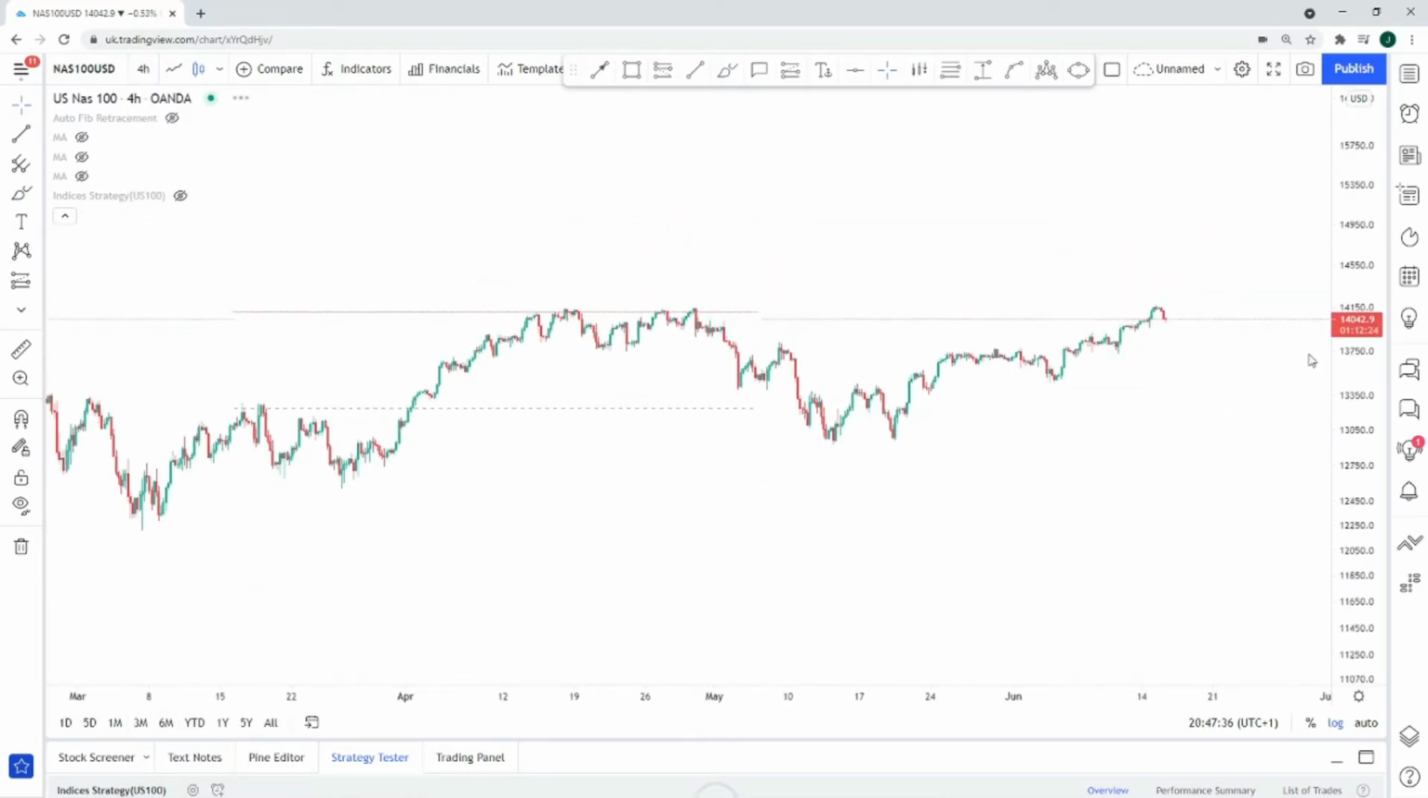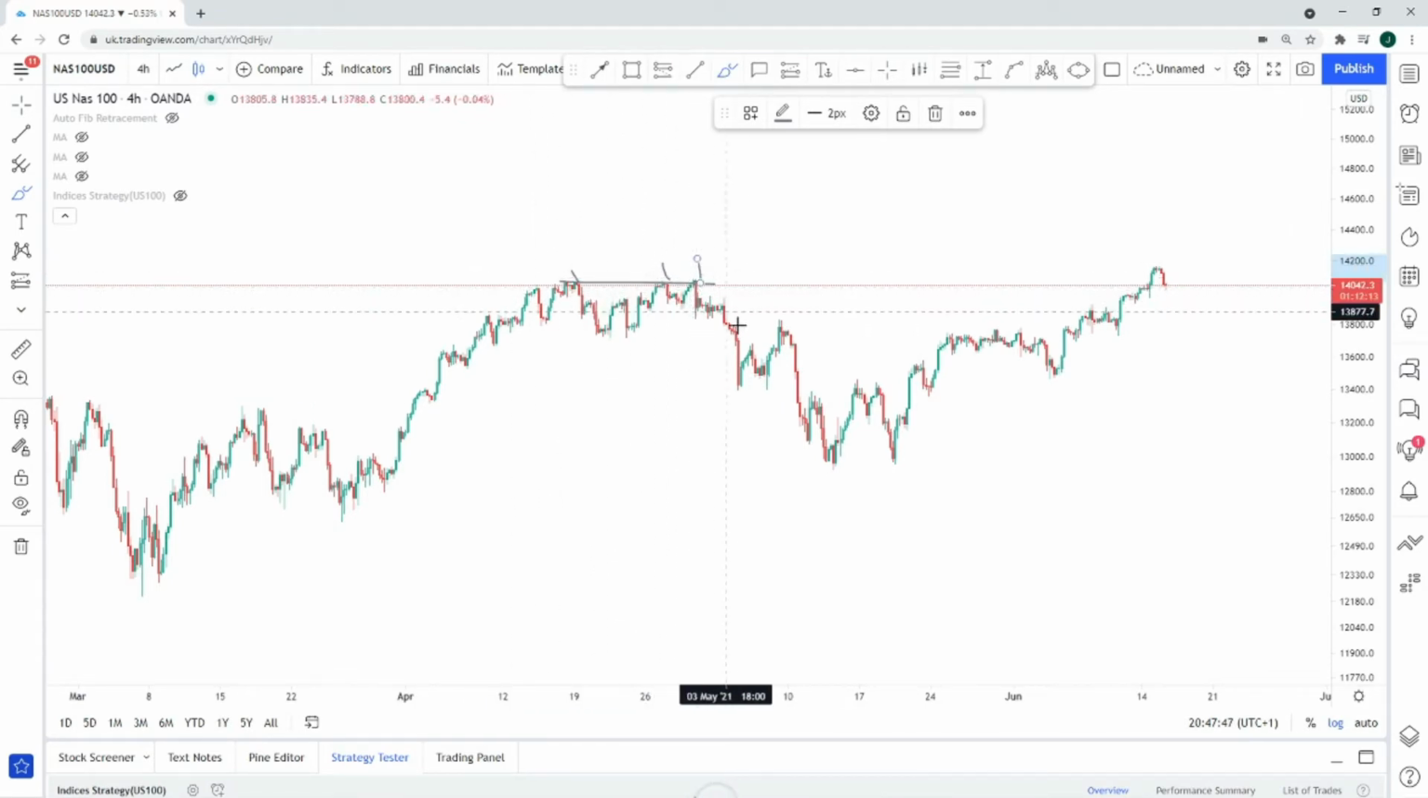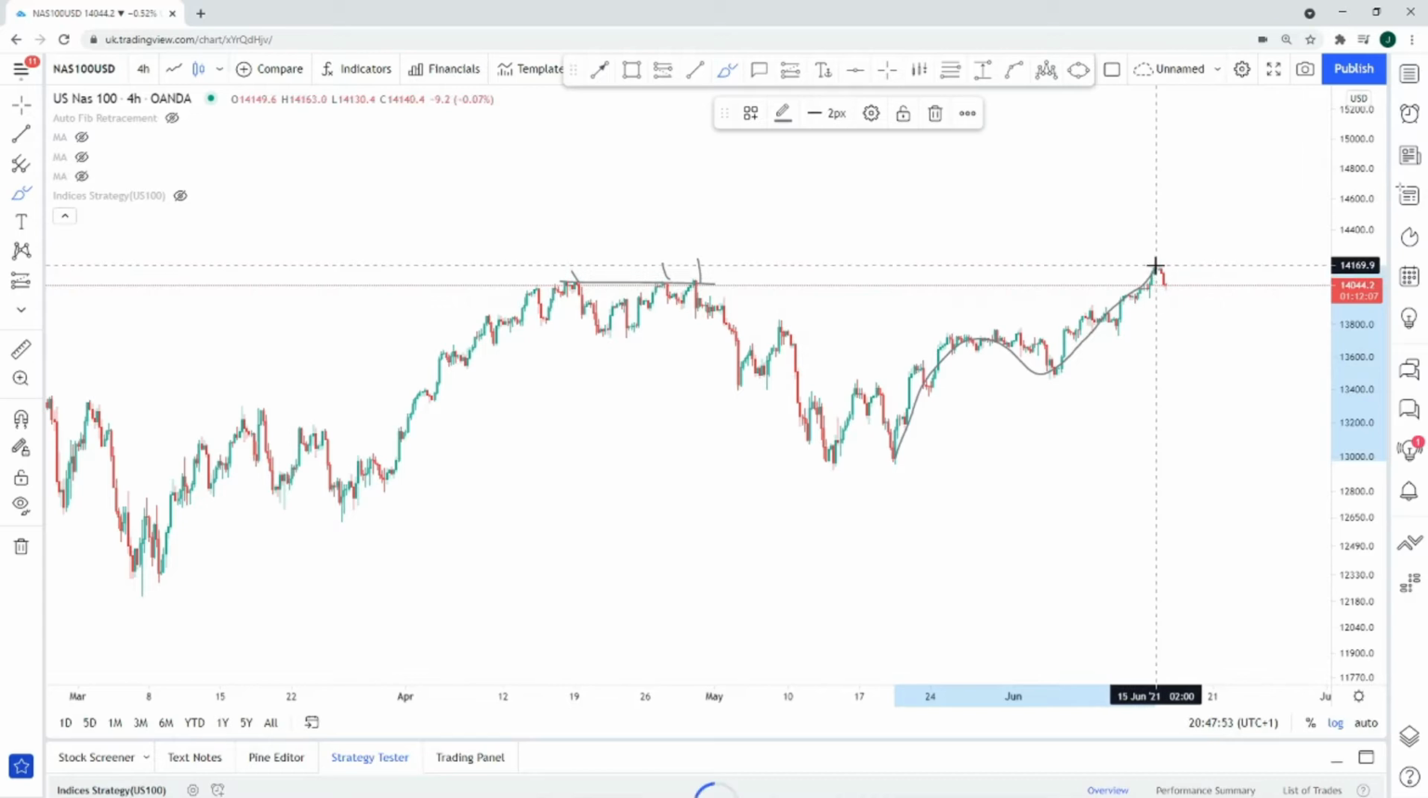What we can see currently is that this was our previous all-time high, and we had that triple top where price rejected three times here. Then price made that dip, created that double bottom, and created new highs here. So we have seen new highs created at that level, and we are seeing a retracement.